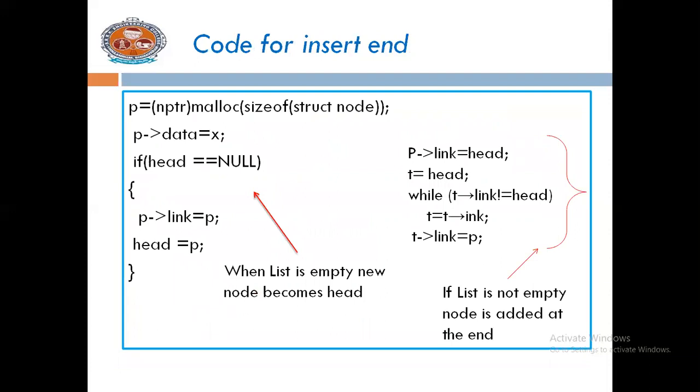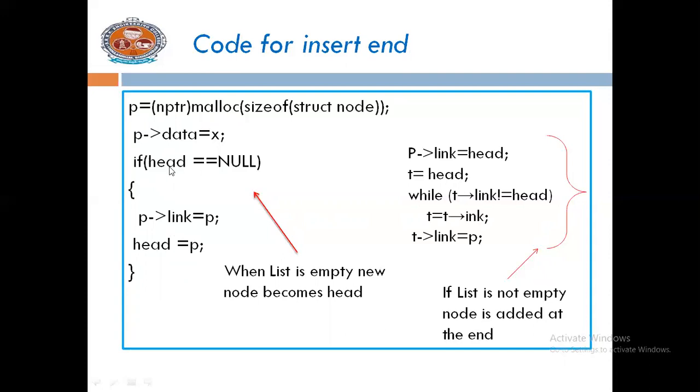Coming to the code for insert end. So here we are creating a new node P. We are placing the data element into the data part, P of data equal to x. We are checking whether the list is empty or not. If head equal to null, then the new node would be the first node. So P of link equal to P and head will be P. Head will be the new node. That means head equal to P.